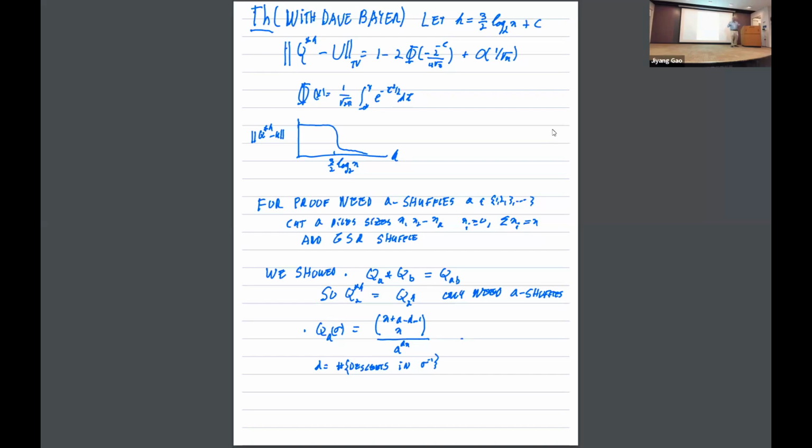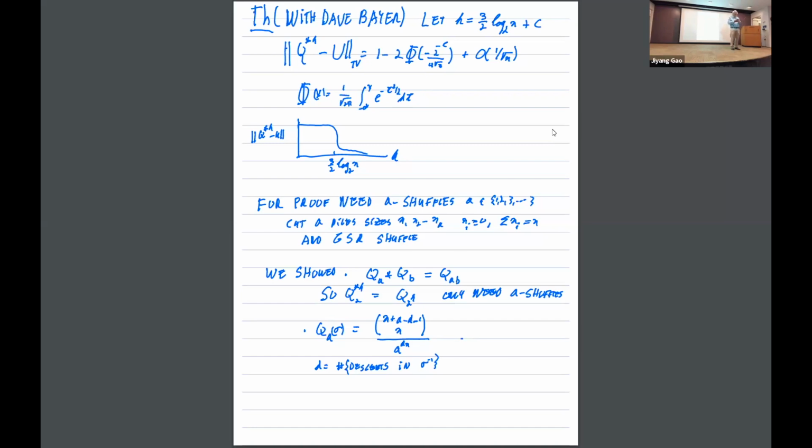So that's zero, and for the proof of that, we needed a richer notion of shuffling, and it was A shuffles. Let me describe an A shuffle to you. I told you what a 2 shuffle is.